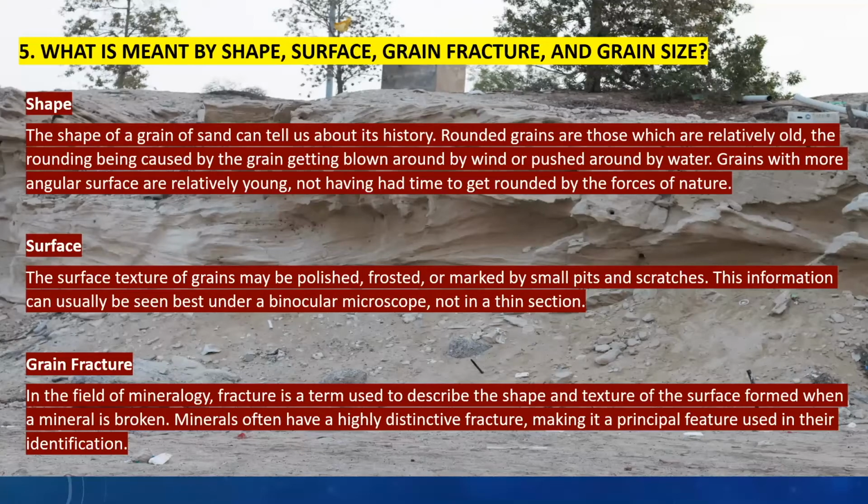The shape of a grain of sand can tell us about its history. Rounded grains are those which are relatively old, the rounding being caused by the grain getting blown around by the wind and pushed around by water. Grains with more angular surface are relatively young, like this one. This one, we can zoom in maybe. This one is from Oman. Oman is another country, but it's inside the Emirates.